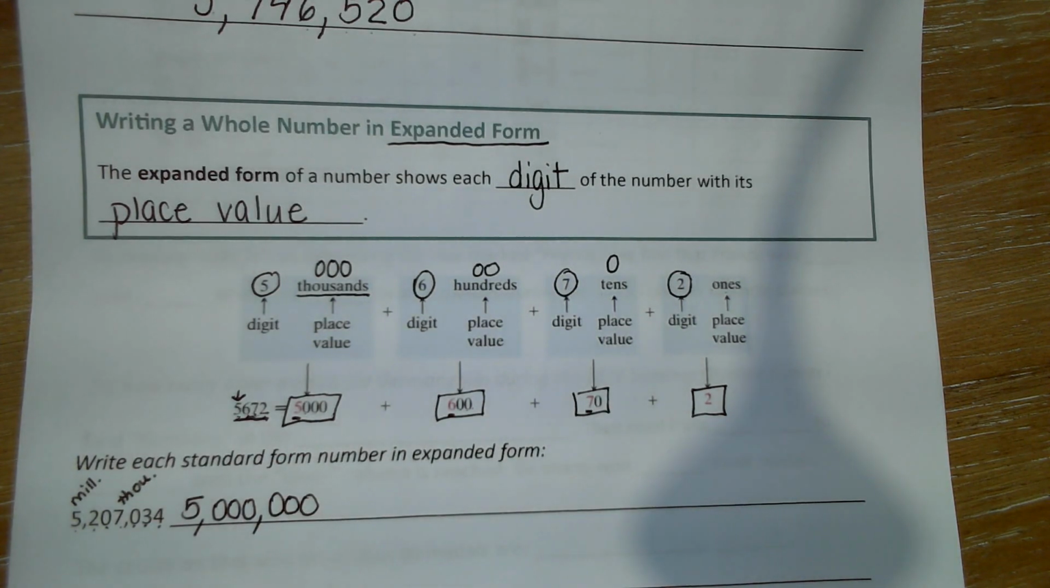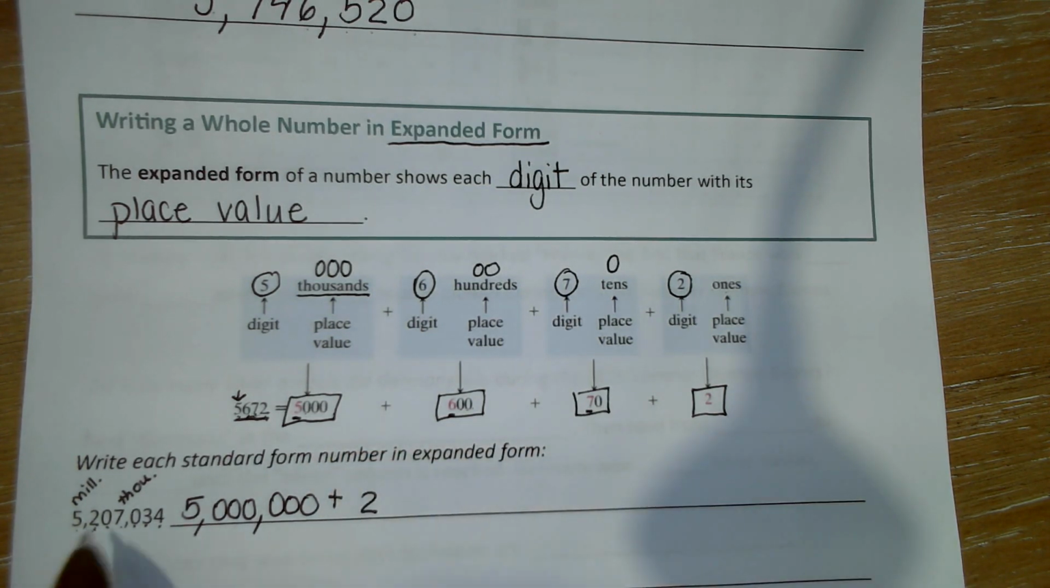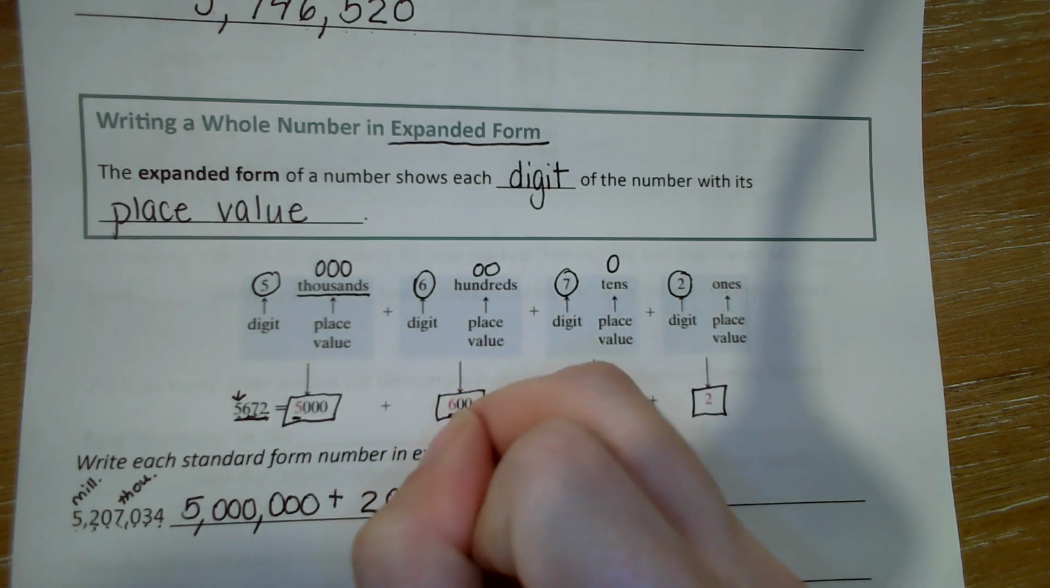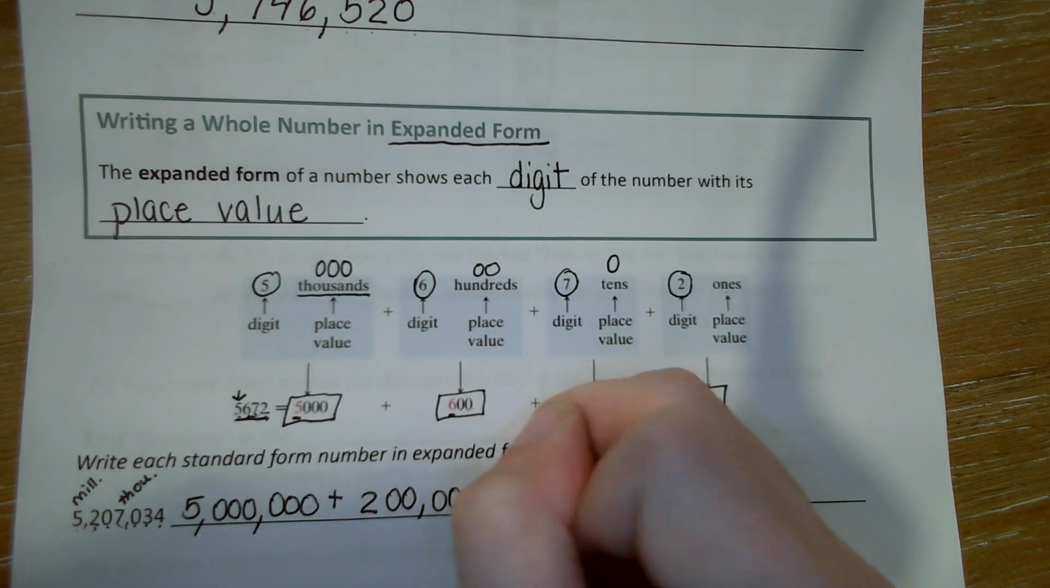And that represents my first digit. The 5 in the millions place has a value of 5 million. So then we separate it with a plus sign and move on to the next digit. It's a 2 in the hundred thousands place. So it's 200,000. I'm going to write the 2, and then I'm going to count 1, 2, comma, so 2 zeros, comma, 1, 2, 3, 3 zeros after.